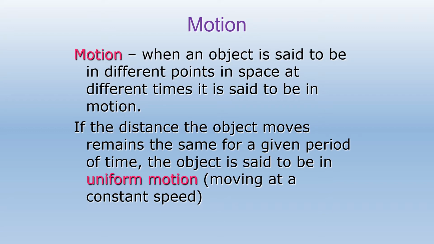We might think of an object in motion simply as one that is moving. But a better definition of motion might be when an object is said to be in different points in space at different times, it is said to be in motion. If the distance the object moves remains the same for a given period of time, the object is said to be in uniform motion, or moving at a constant speed. If we set the cruise control on our car to 60 miles an hour, we would then be in uniform motion.